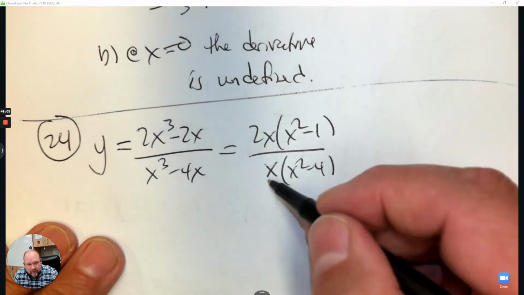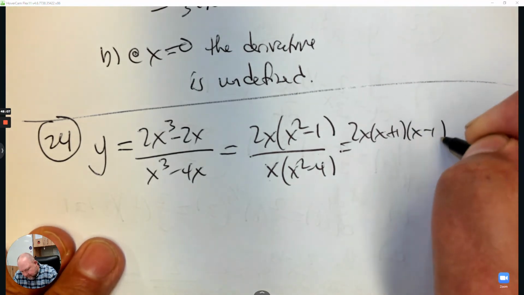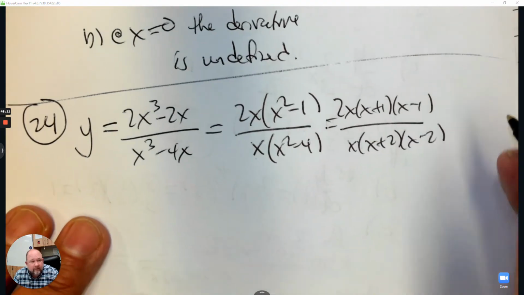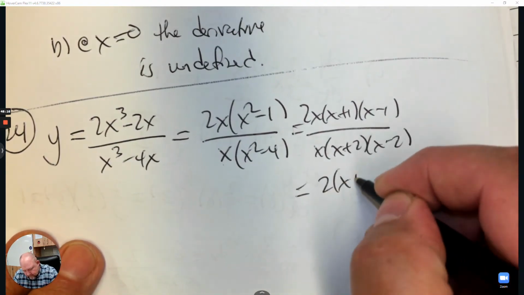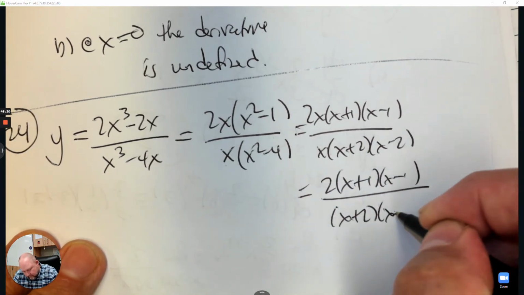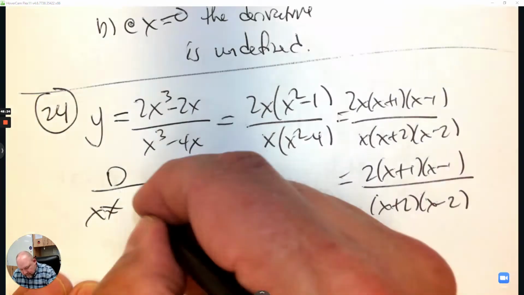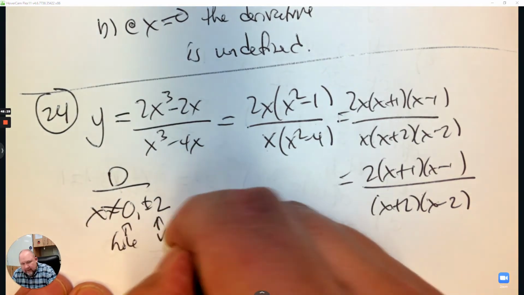So I factor out a 2x and x. This is a difference of squares. This is a difference of squares. And then notice the x's do cross out, so there's a hole in the function. So the domain: x cannot equal 0 and positive and negative 2. That's a hole. Those are vertical asymptotes.